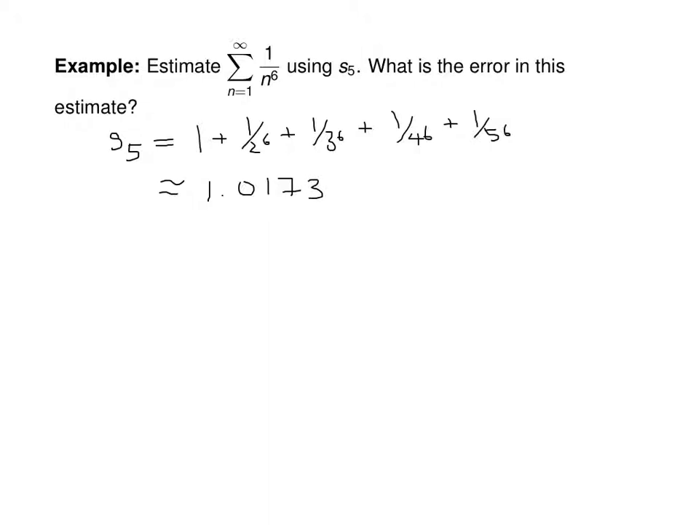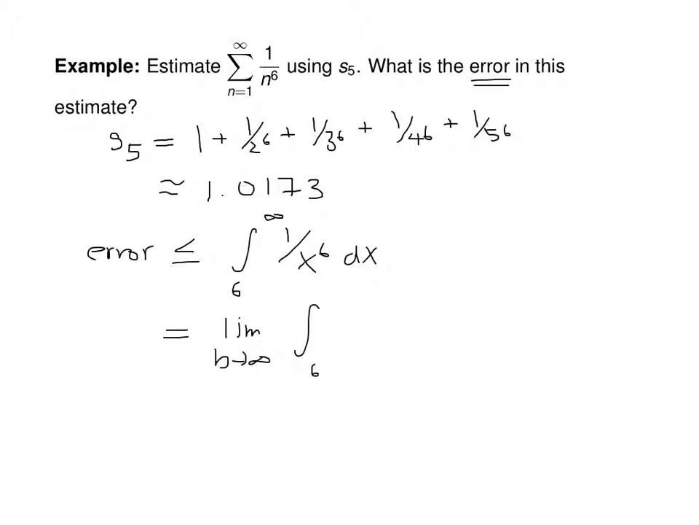1.0173. Now, the integral test said the error in the estimate is less than or equal to an integral from n plus 1, so in this case 6 to infinity, of 1 over x to the 6th dx. So we have a limit, find a limit as b goes to infinity, the integral from 6 to b, x to the negative 6 dx.